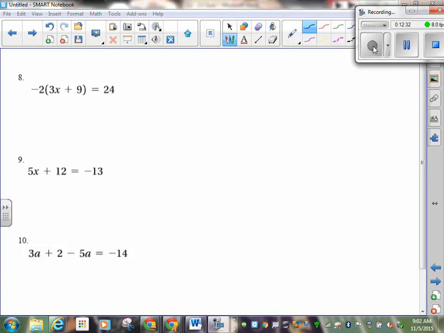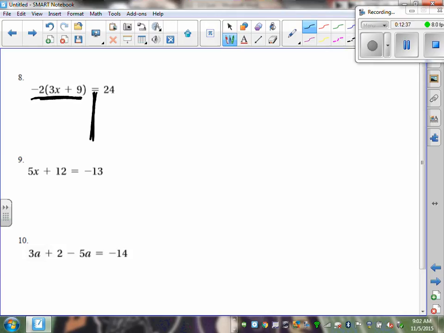Again, wall. Where are my letters? Oh, right over here. I need to start on that side. Number on the outside of the parentheses, what am I going to do? Hop and multiply. Negative 2 times 3x is negative 6x. Negative 2 times 9 is negative 18 equals 24.